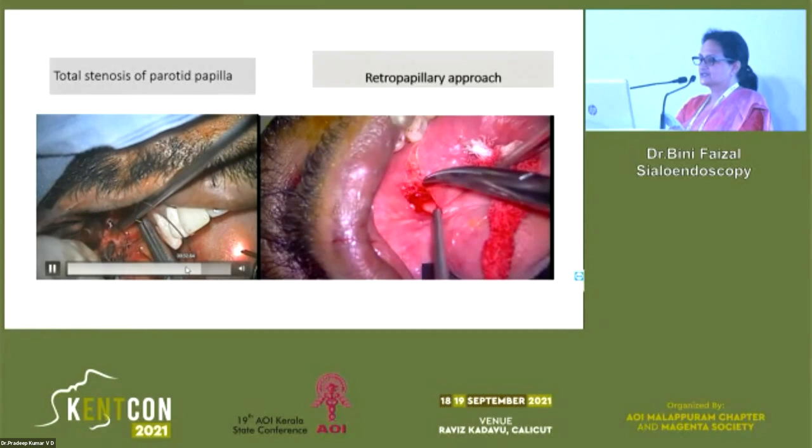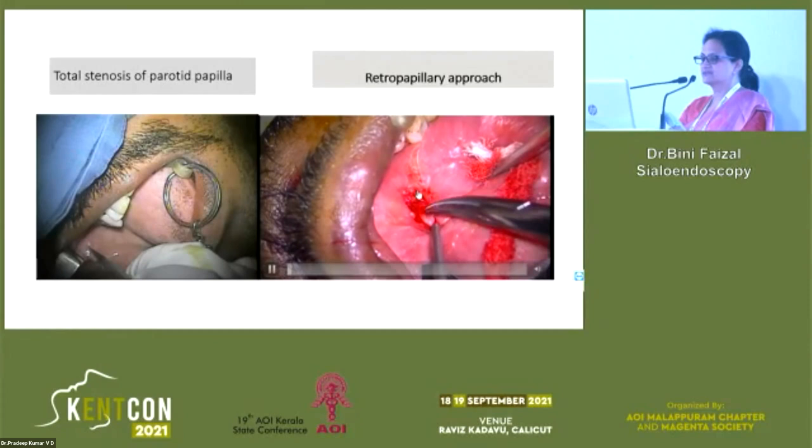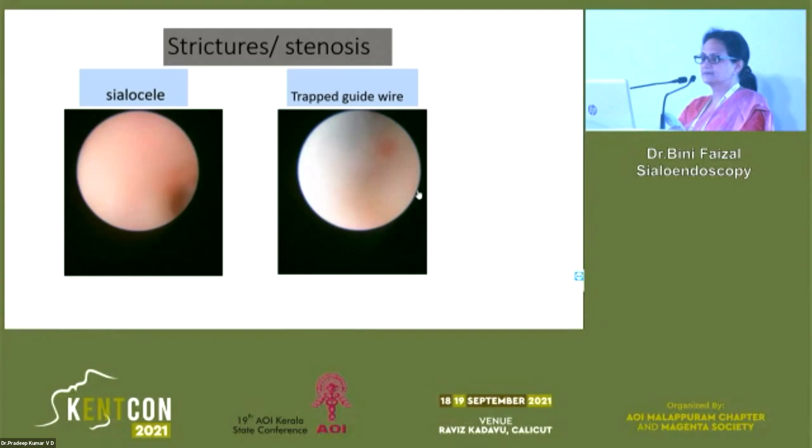So similarly, if you have a distal submandibular stenosis, you can go for the retropapillary approach, which I was showing you. And I will skip this. I hope I'm on time. And this is something called a sialocele, where you have a stenotic segment followed by a dilated segment. So this is a narrow segment, and I'm entering into the dilated segment.